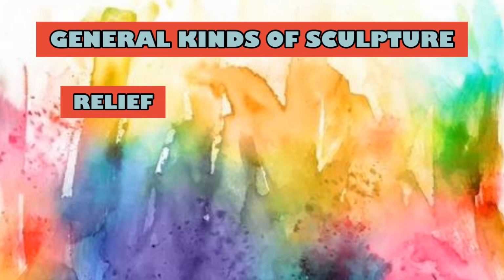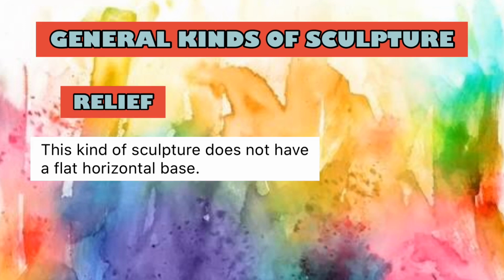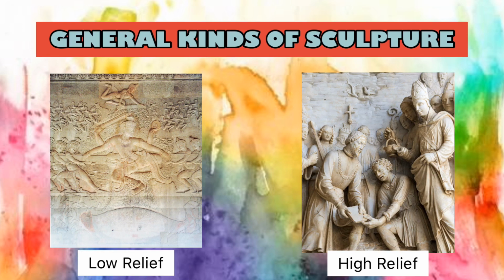Next we have relief. So this kind of sculpture does not have a flat horizontal base. The form is projected from a flat surface. So there are two types of relief. The form of low relief projects slightly from the flat surface, so it is in contrast to the high relief.